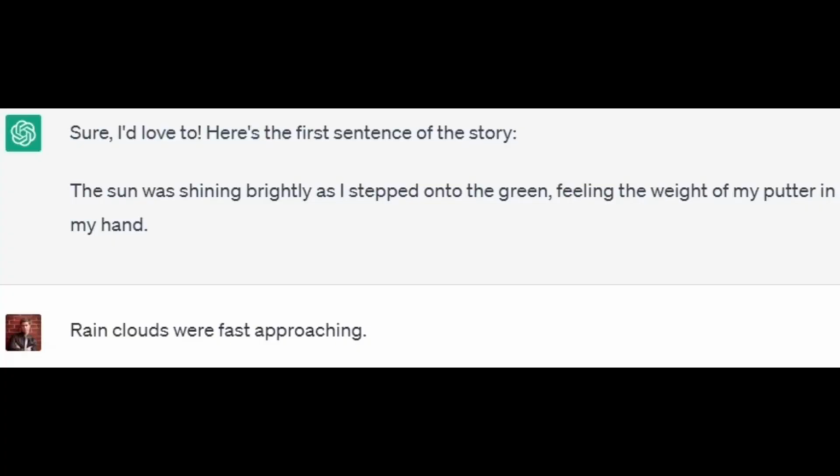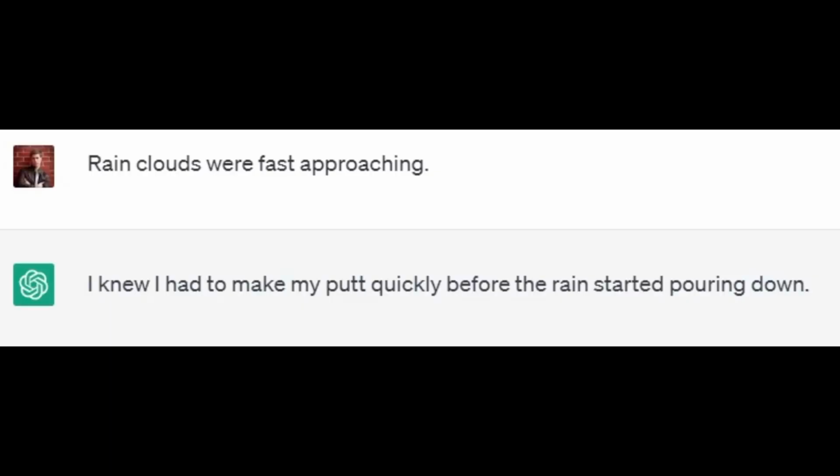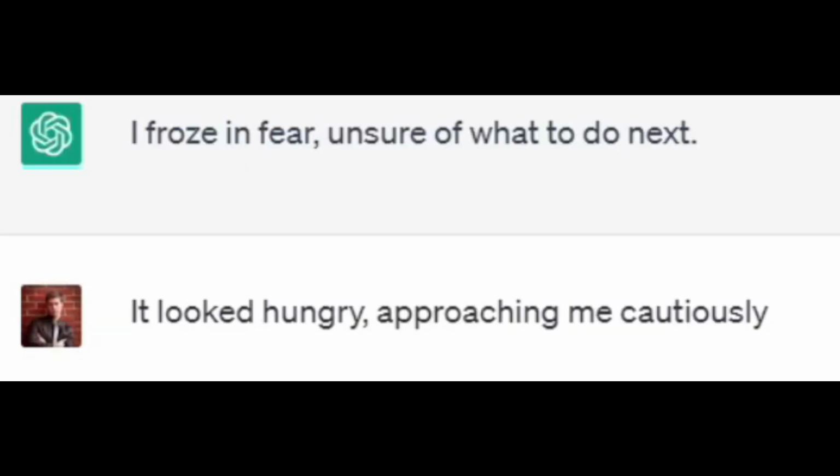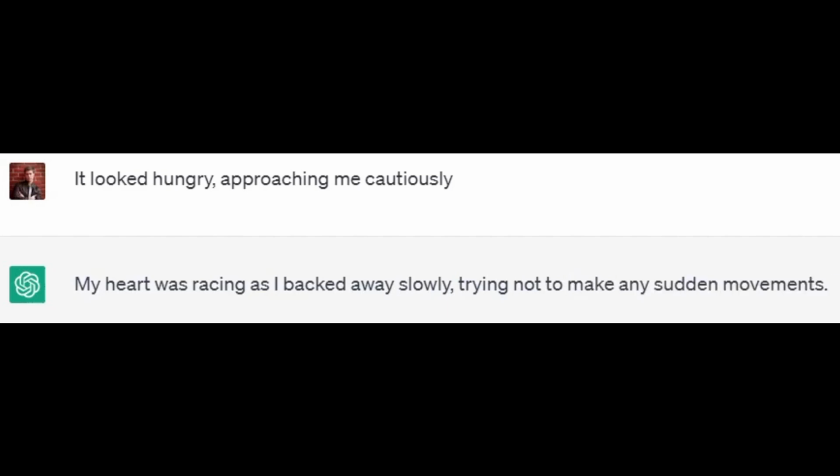Rain clouds were fast approaching. Very lazy, I know. I should give a longer sentence. I knew I had to make my putt quickly before the rain started pouring down. I prepared to take my shot when an alligator appeared in front of me. I froze in fear, unsure of what to do next. It looked hungry, approaching me cautiously. My heart was racing as I backed away slowly, trying not to make any sudden movements.